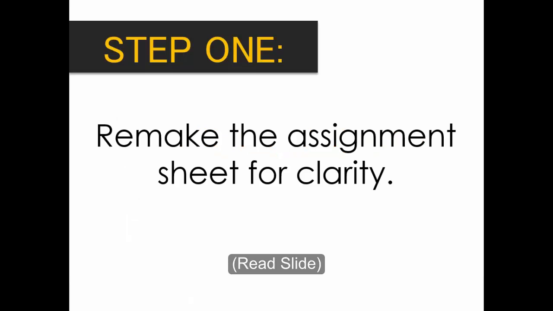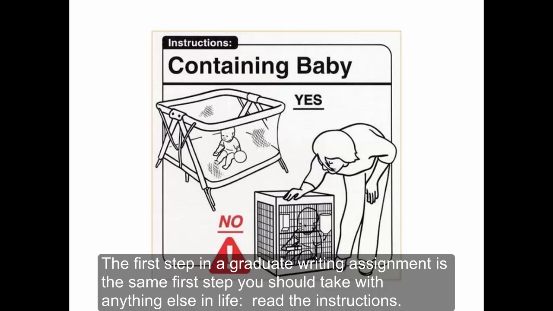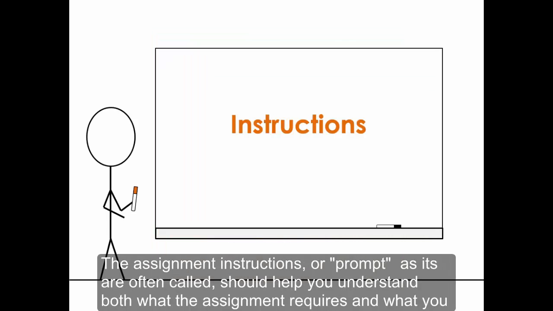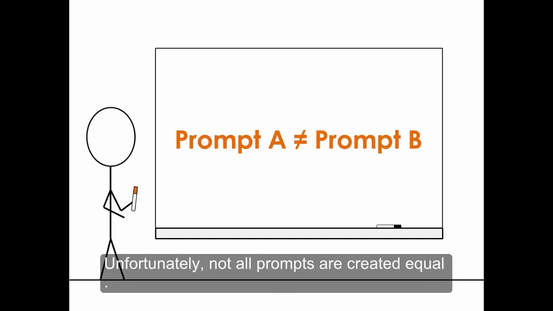Step 1. Remake the assignment sheet for clarity. The first step in a graduate writing assignment is the same first step you should take with anything else in life. Read the instructions. The assignment instructions, or prompt as they are often called, should help you understand both what the assignment requires and what you will be graded on by your instructor. Unfortunately, not all prompts are created equal.